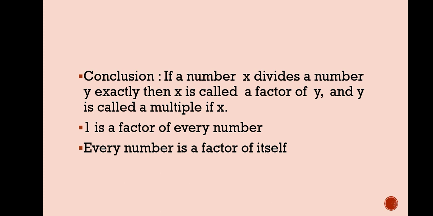Remember, 1 is a factor of every number and every number is a factor of itself. If we take any number, for example 2, what are the factors of 2? 1 multiplied by 2 is 2. So the factors are 1 and 2. So 1 is a factor of every number and the number itself is also a factor. And 1 will be the smallest factor and the number itself will be the highest factor.